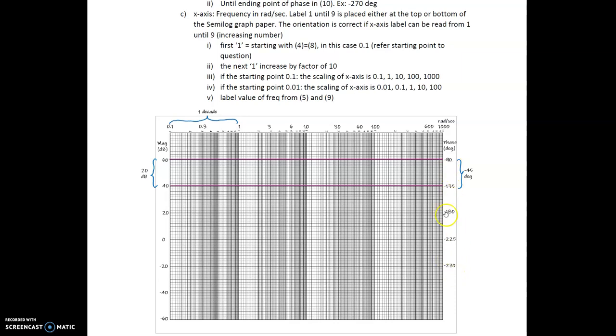Usually the phase plot is in negative degree. So for this one, I choose these two lines, between these two lines is 45. So I have this one.